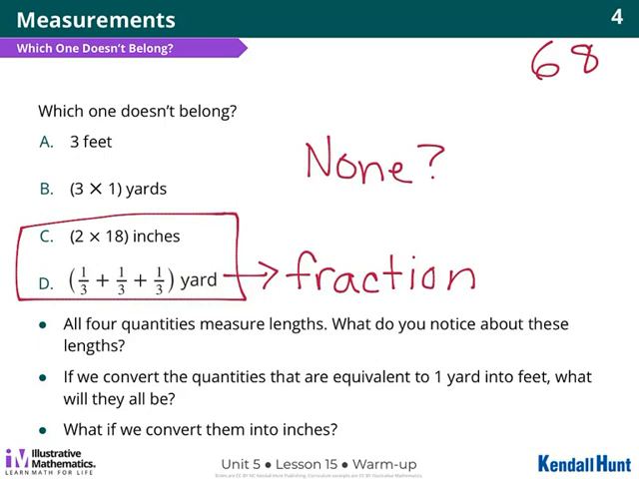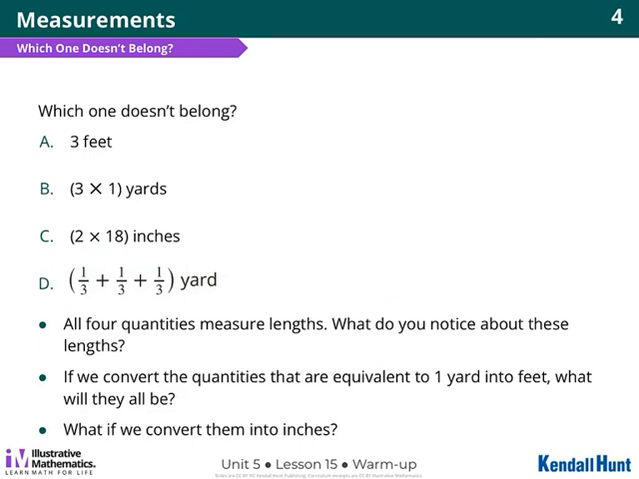All right, Cade? I think they all don't belong because the first one is the only one using feet. Then the next one is using yards. The next one has a multiplication problem, and then the next one has fractions. Okay, so all four quantities, put your hands down, all four quantities measure lengths. What do you notice about the lengths?